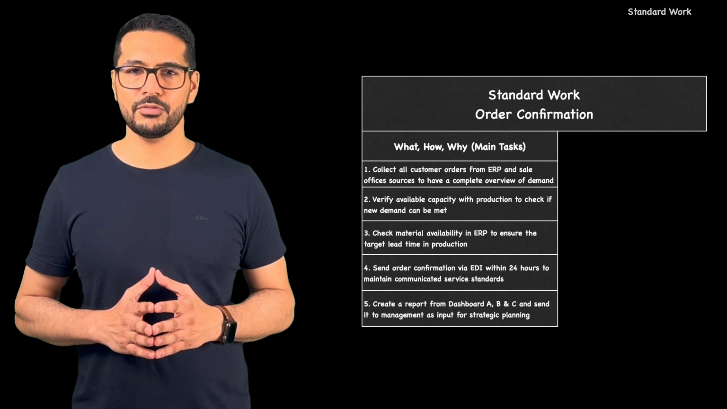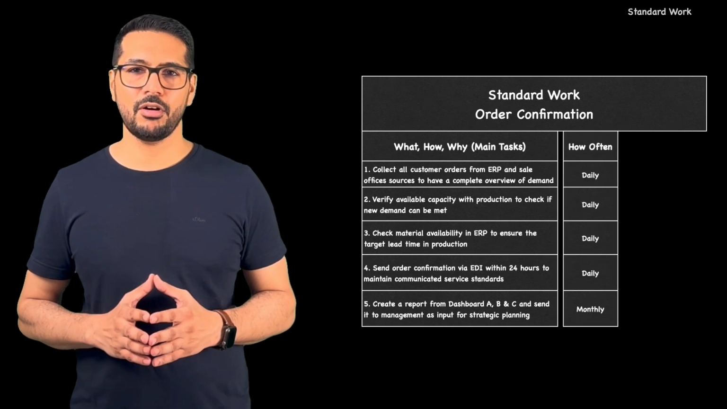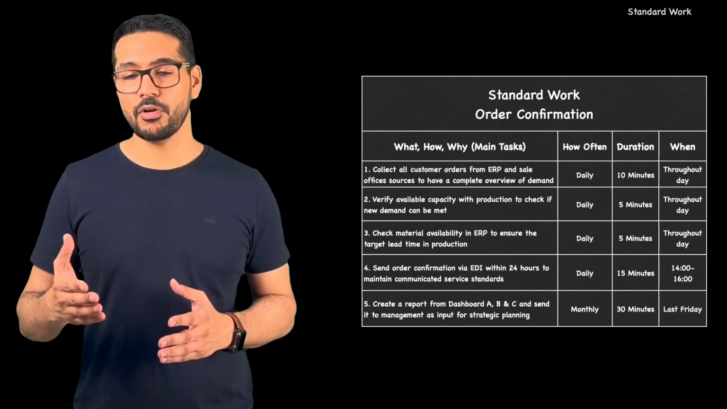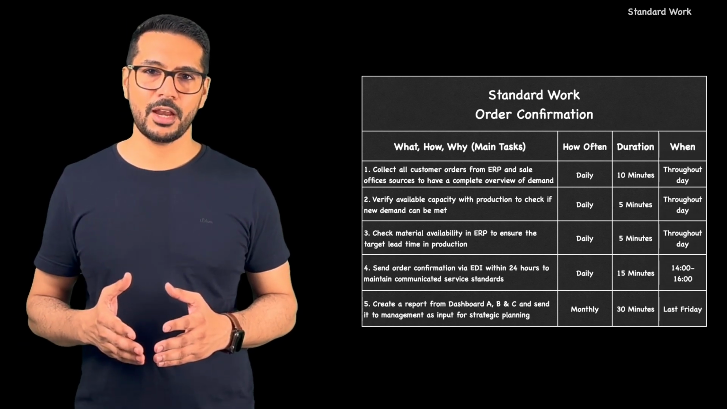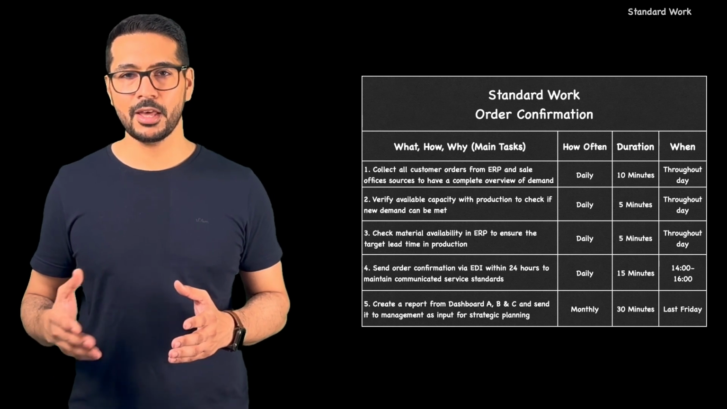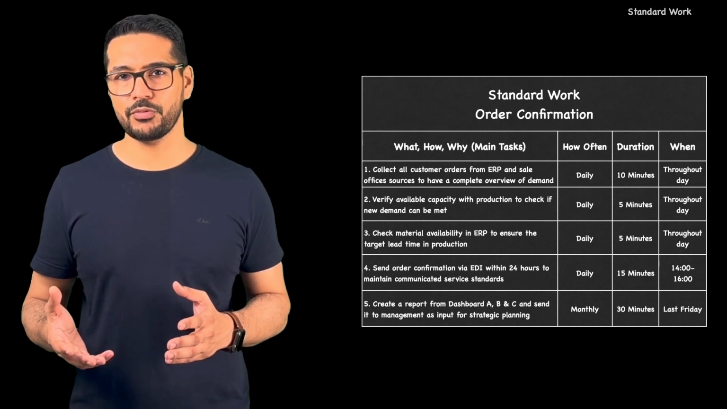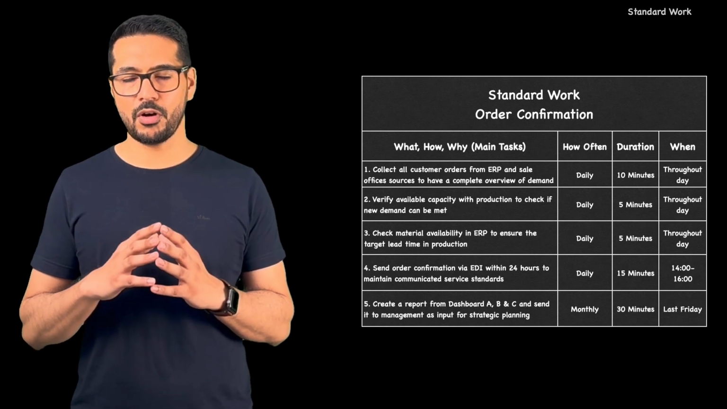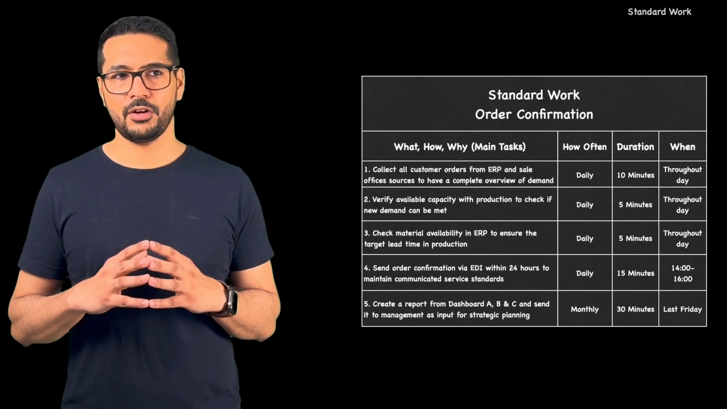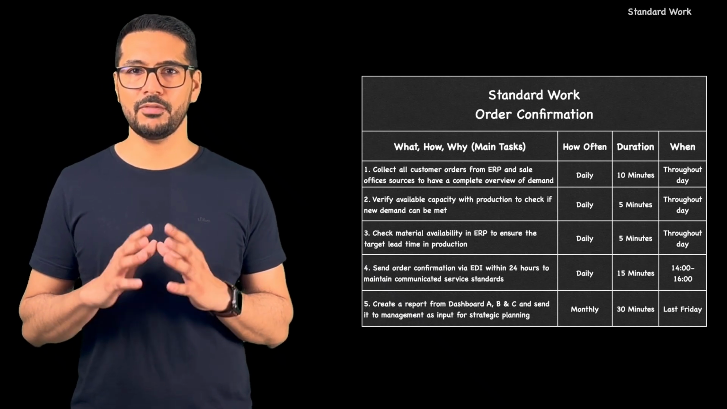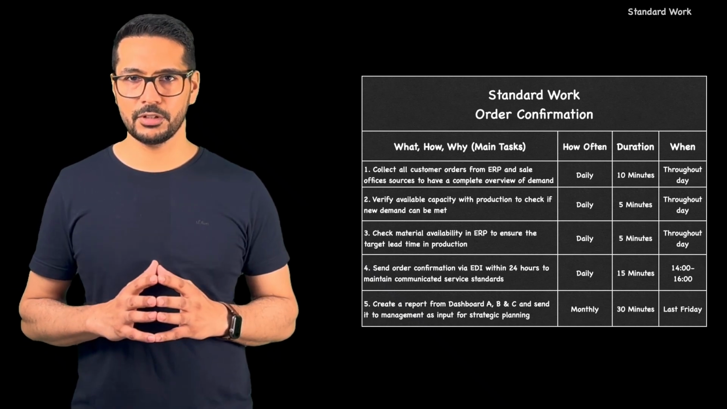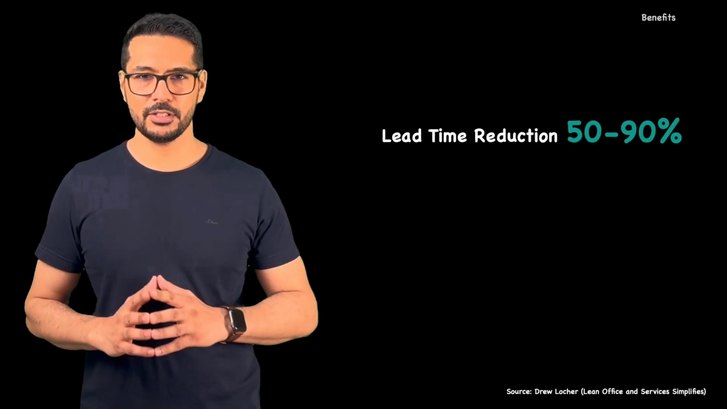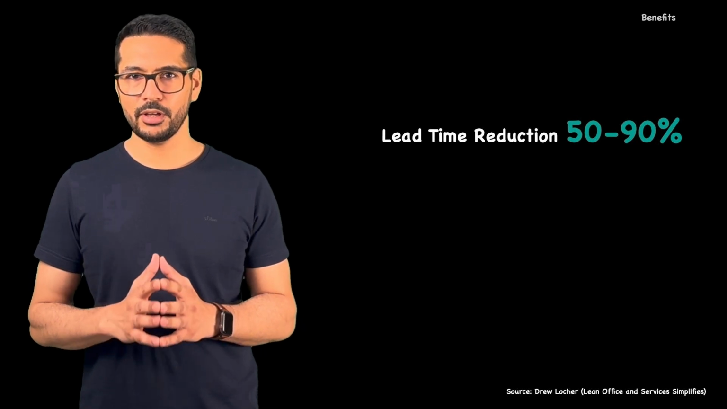And after that we can add columns. The columns could be how often we have to perform these tasks, how long ideally it should take, and when we have to perform them. So this is a very simple example of how, for an order confirmation area or process, we can define very simple one-page standard work. With this we have finished all the elements of the first phase, which was creating flow in the office area.